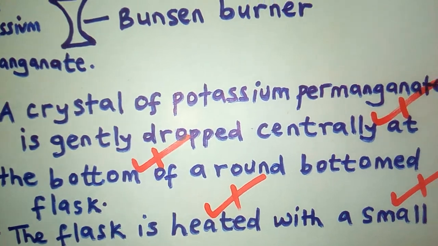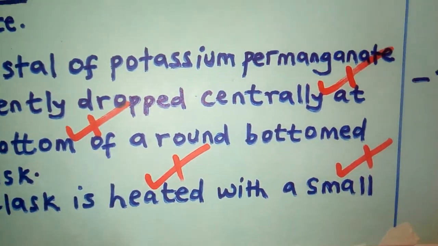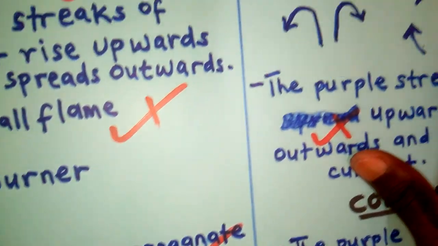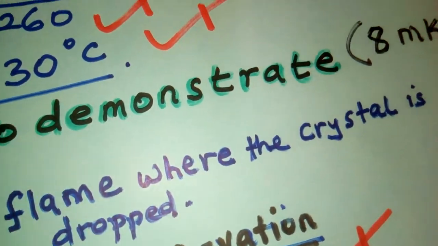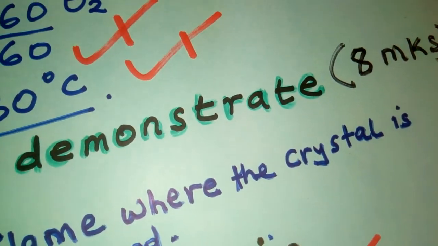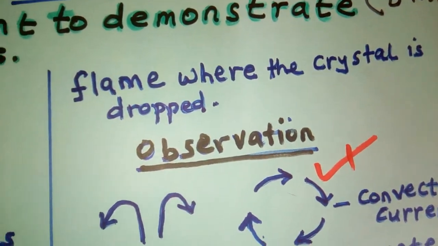Then after that, the flask is what? Heated. You see? The flask is heated, and when you are heating it, you use a small flame. Use a small flame for heating.